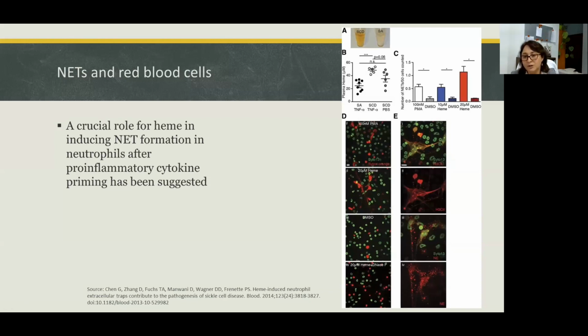In this picture from the paper of Cheng et al., we can see that heme triggers release of NETs, and adding the DNases causes the neutrophil extracellular traps to be no longer present in the field. So this is the direct evidence that heme itself can promote and stimulate neutrophil extracellular traps.